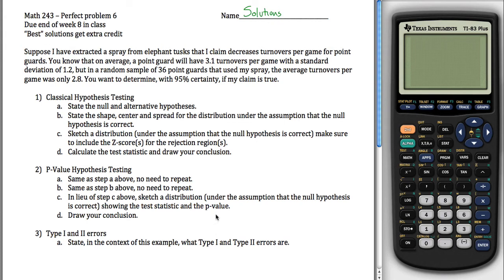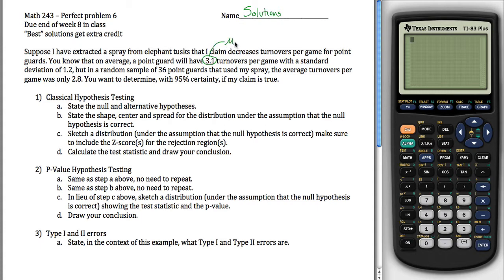All right, here's solutions to perfect problem 6 for Math 243, hypothesis testing. So suppose I extracted a spray from elephant tusks that I claim decreases turnovers per game for point guards. We know that on average a point guard will have 3.1 turnovers per game. So this is saying all point guards, we're talking about a population value right here. The population average is 3.1.